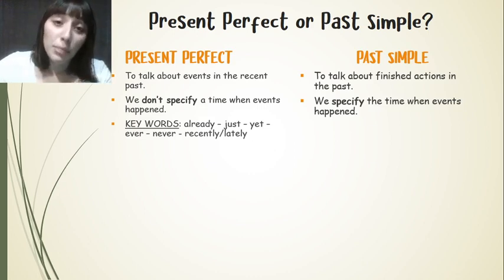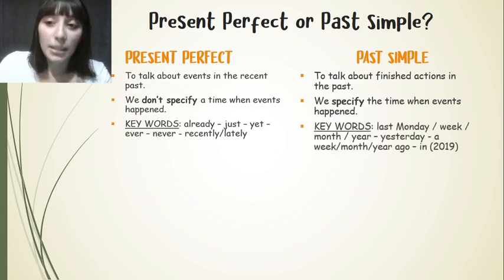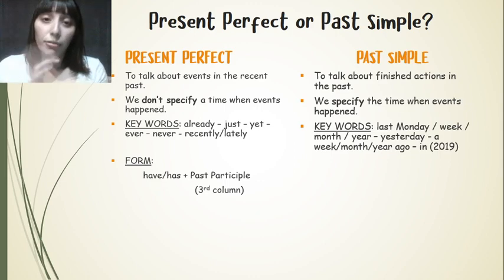In the case of the present perfect, we have already, just, yet, ever, never, recently, or lately. And in the past simple, we have last Monday, last week, last month, last year, yesterday, a week ago, a month ago, a year ago, or in 2019. And also let's revise the structure of each of them.